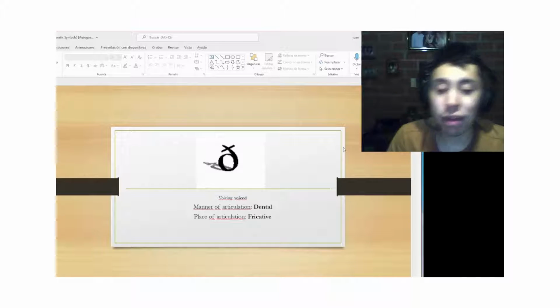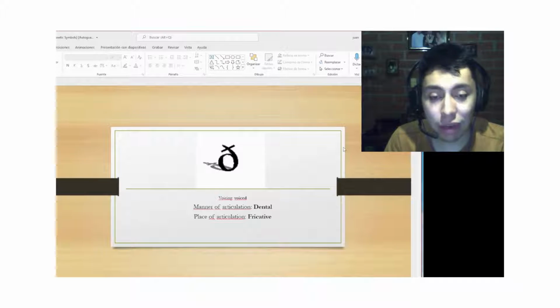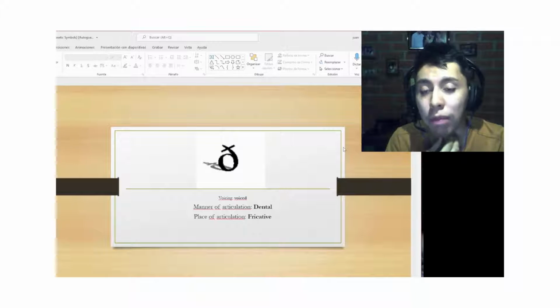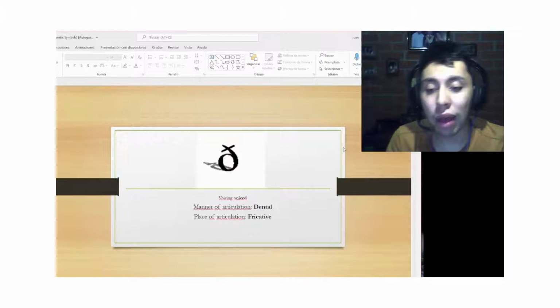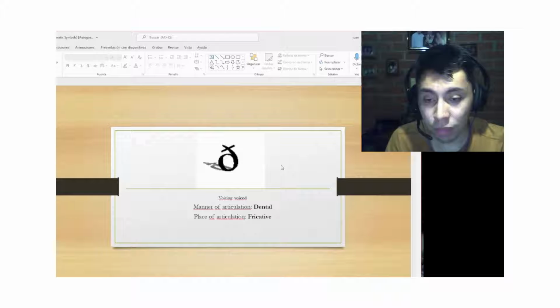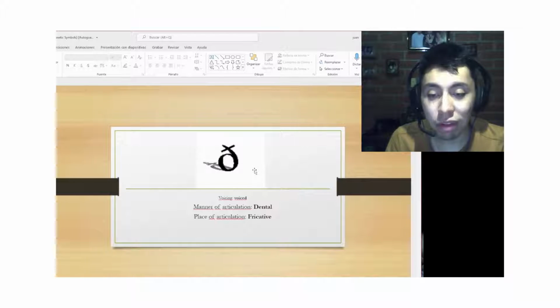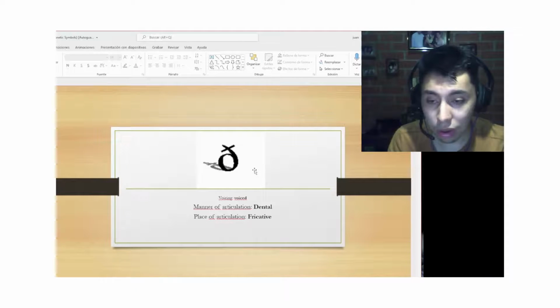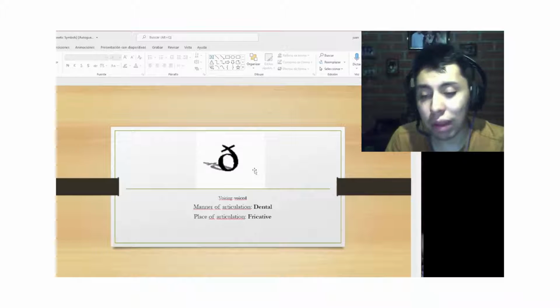This is the first symbol, and the pronunciation is th, th, th. As you can see, it's voiced, because there is an evident vibration here. The place of articulation is dental because, of course, it involves the use of your own teeth.